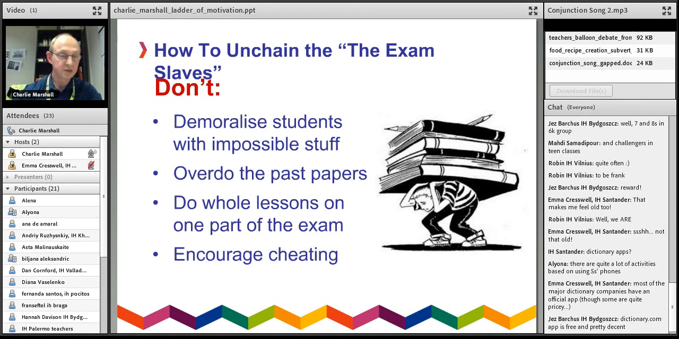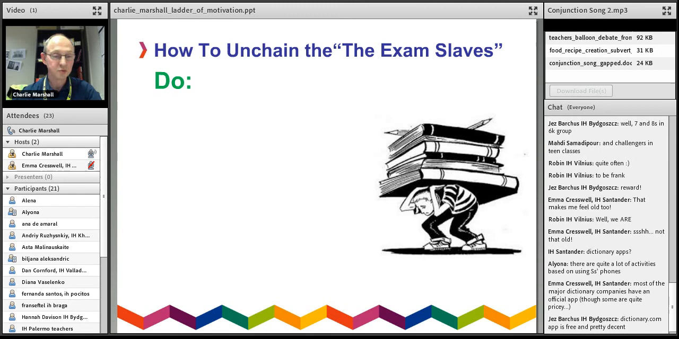What's this one instead? Don't encourage cheating. It might be amusing for the students, but it's not going to help them in the end. So let's go into the do's. Do use graded materials, and there are lots of nice course books for every exam that's out there, and the good ones start with easy materials and easy topics and slowly build up.